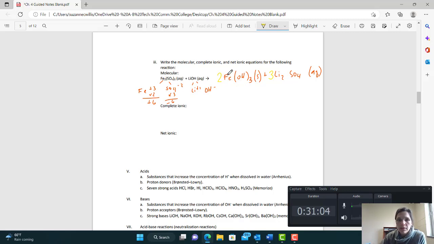2 irons, 2 irons. There's 6 lithium, so I might need to put a 6 here and see how that goes. 6 lithiums and 6 hydroxides, which actually works. 2 times 3 is 6. So there's my balanced equation.